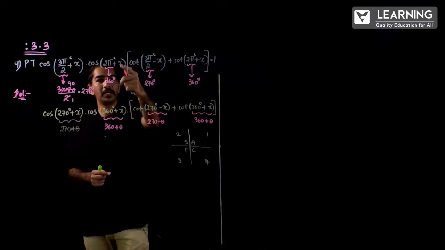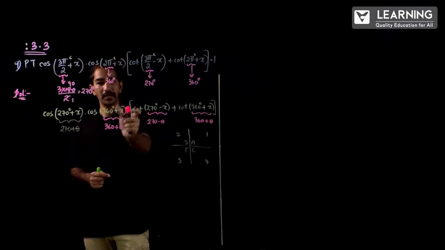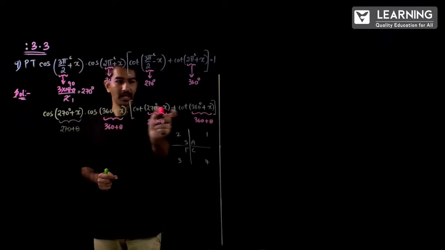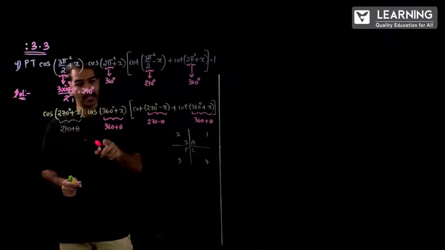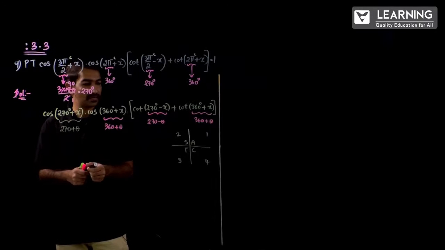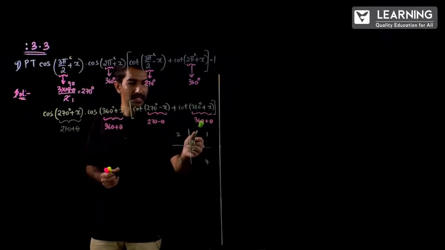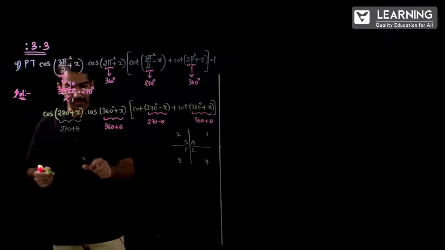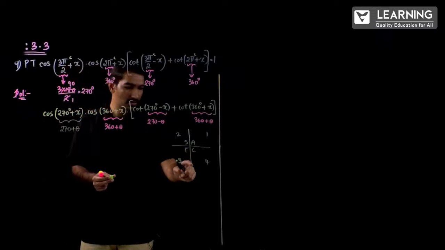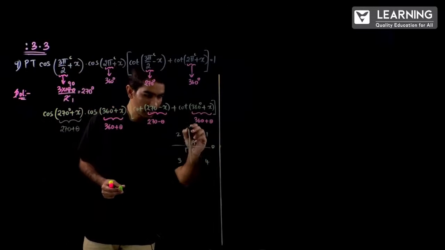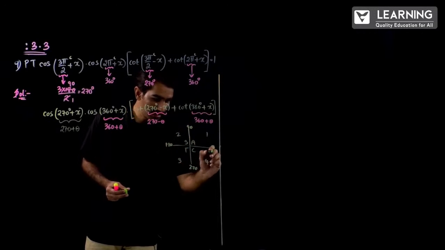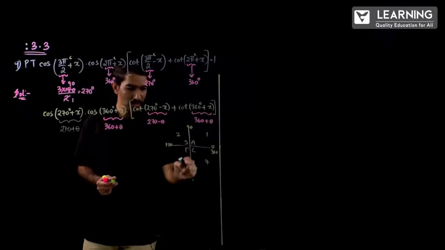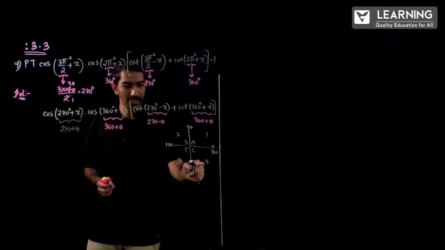What did we do? First step, conversion from radians to degrees. Second step, identifying the angles. Now the third step, classify these angles. Classify means you have to tell which quadrant each angle belongs to, or where it lies in the ASTC rule. 270 plus theta lies in which quadrant? Writing 0, 90, 180, 270, and again 360, 270 plus theta lies in the fourth quadrant. In the fourth quadrant, cos and secant are positive.